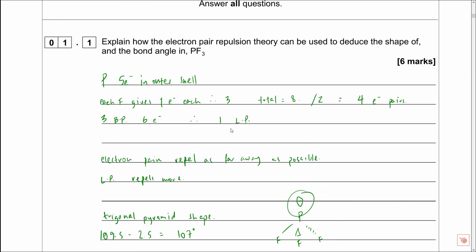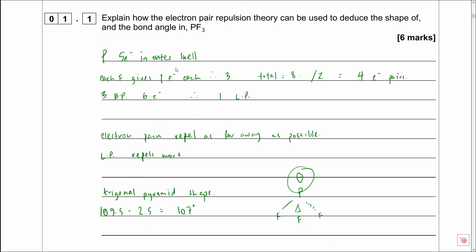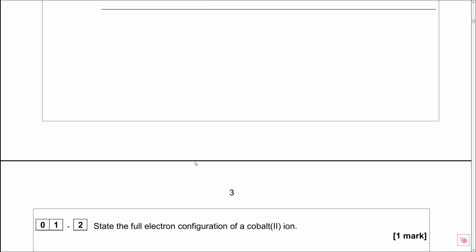And that's straight away quite intense, you know, 1.1 straight away into a 6-mark question, but there's not actually that much work there at all. Quite an easy one to get marks on. And there you go, hopefully with 6 marks in, let's keep going.